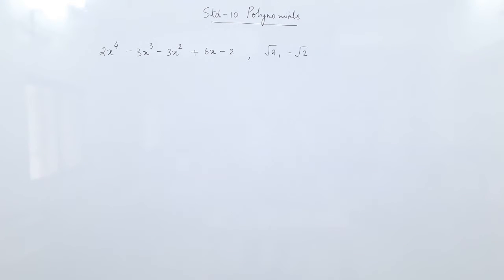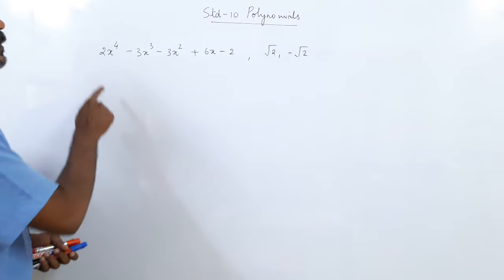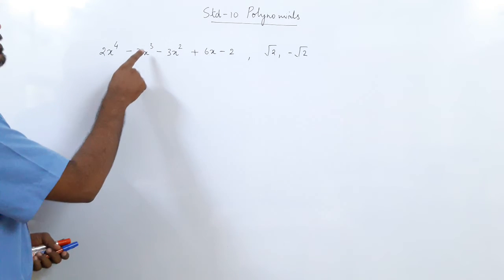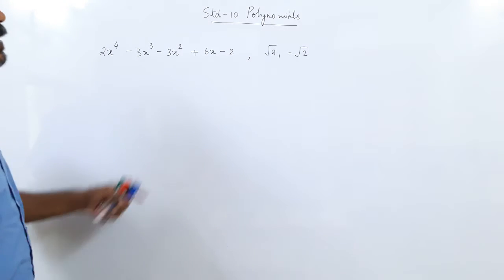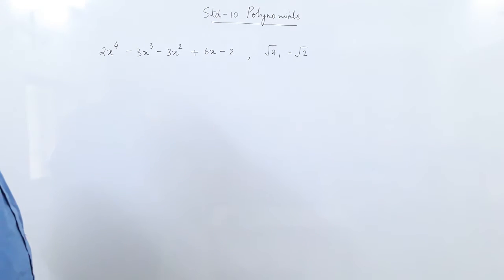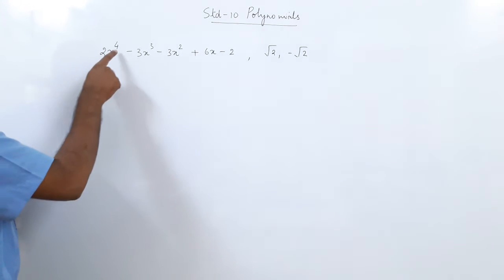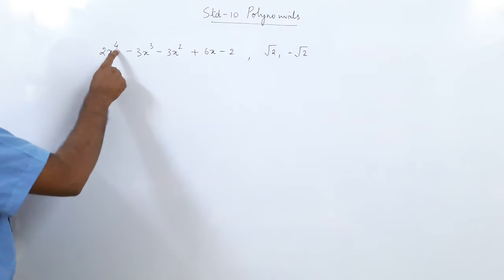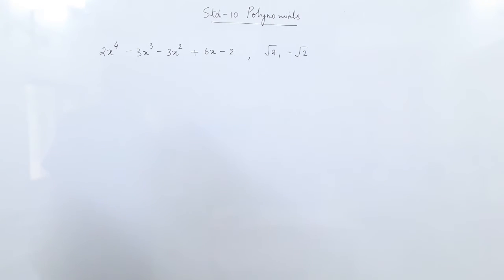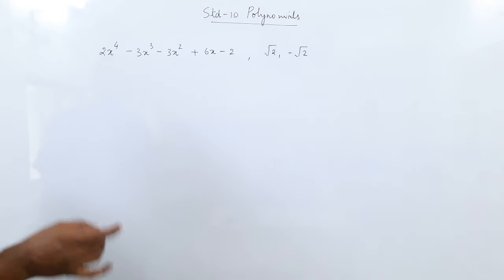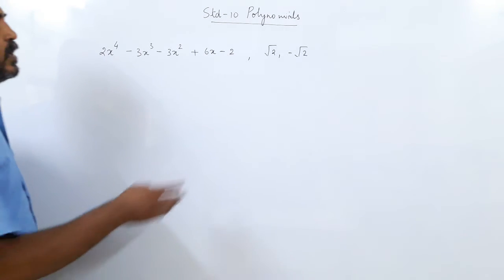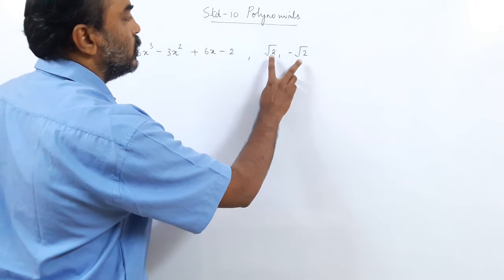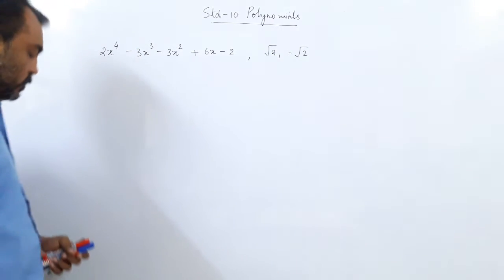So now we'll make use of the algorithm and find out the roots. Here we have a polynomial 2x raised to 4 minus 3x cube minus 3x square plus 6x minus 2. So the degree of this polynomial is 4. You can see this is a single variable, it is only x, but the degree is 4. So the number of real roots possible are 0, 1, 2, 3 and 4. Now they have given us two roots over here, root 2 and minus root 2.